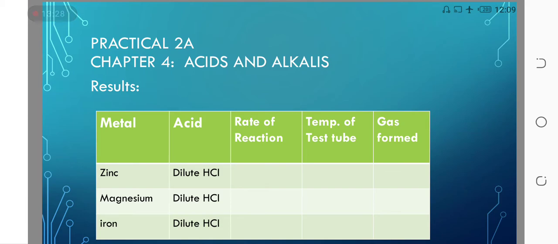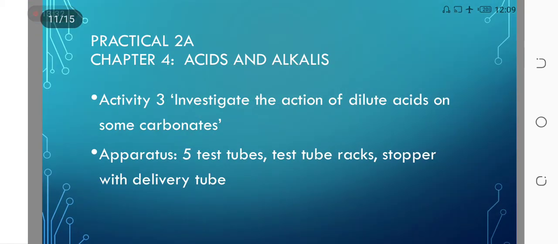Okay, now come towards activity number 3. Now it's time to perform activity number 3. First of all, I would like to tell you the basic aim of this activity. We are going to investigate the action of dilute acids on some carbonates.